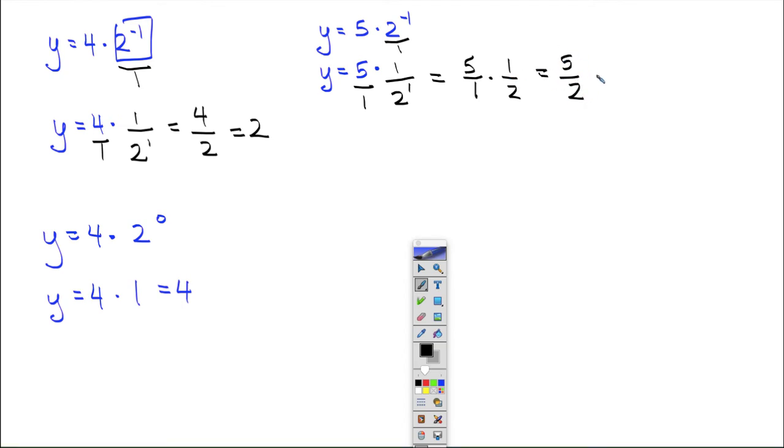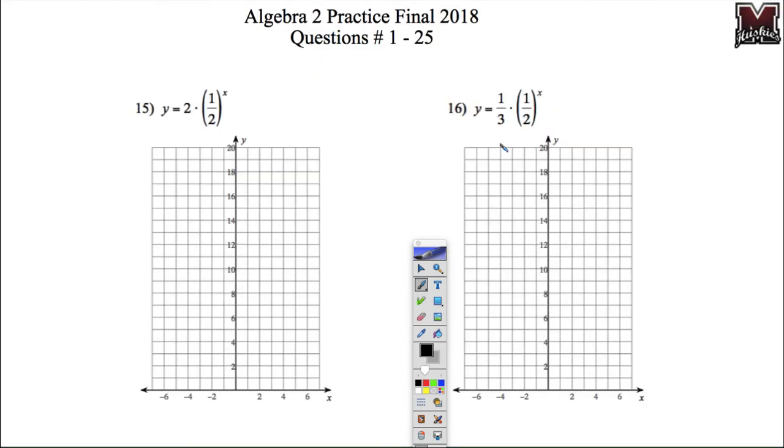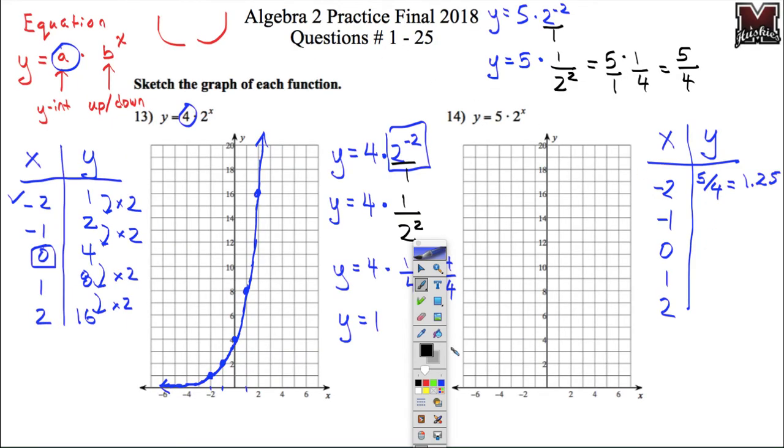That's what we're going to put in our table, and that is also the same thing as 5 divided by 2, which is 2.5. So I'm going to write both those things in our table, 5 halves and 2.5. Oops, I went the wrong way. So this is going to be 5 over 2, which is 2.5.